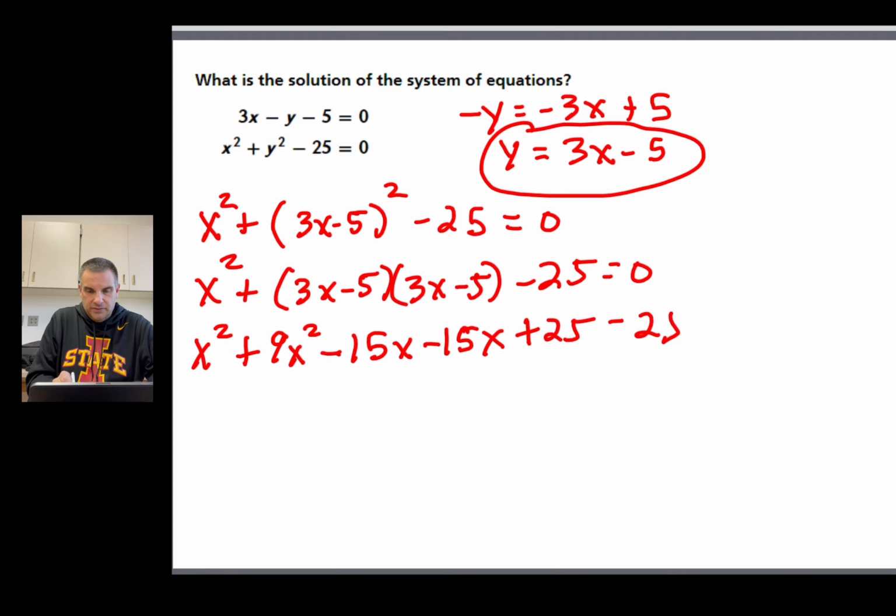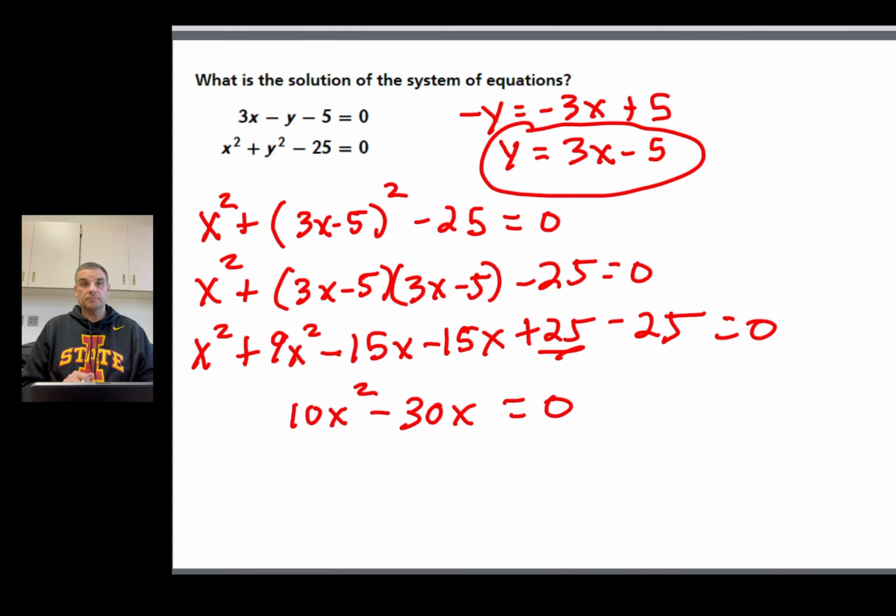Minus 25. This 25 came from negative 5 times negative 5. That equals 0. Combine like terms. So that's 10x squared minus 30x equals 0. Nice. Okay, so we've got an x squared and we've got an x. We're going to take out a GCF.